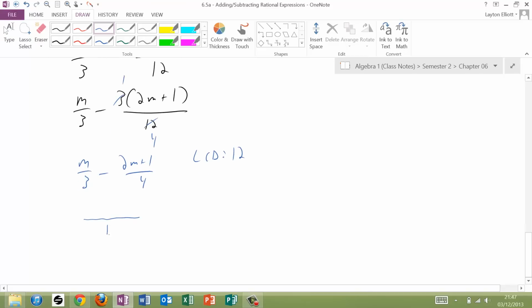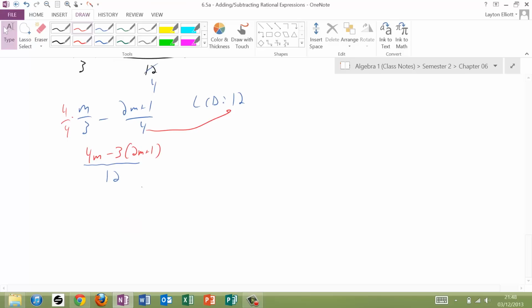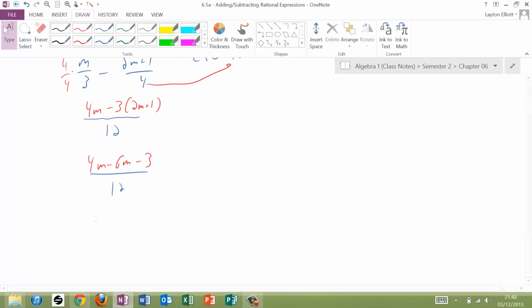I'm actually just going to write the whole thing over 12 and take the first one times a 4 over 4, which still gives me the 12 in the denominator, but I end up with 4 times m minus, and then the 4 I'd have to multiply by a 3 to get to 2m plus 1, so 3 times 2m plus 1, and then just simplify. That'd be 4m minus 6m minus 3, all over 12, or negative 2m minus 3 all over 12.